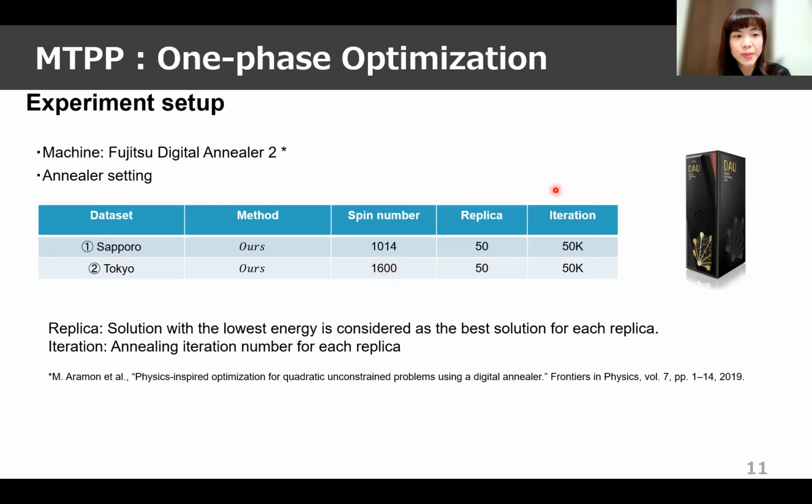Here are two environment setting parameters for the Fujitsu Digital Annealer. If you would like to know what these two parameters actually mean, you may check the paper here. It is written by some physics people. If you would like more explanation on these two parameters, please check this paper.